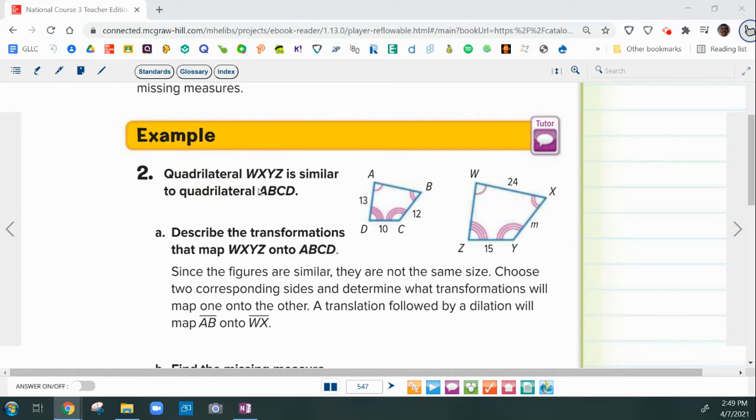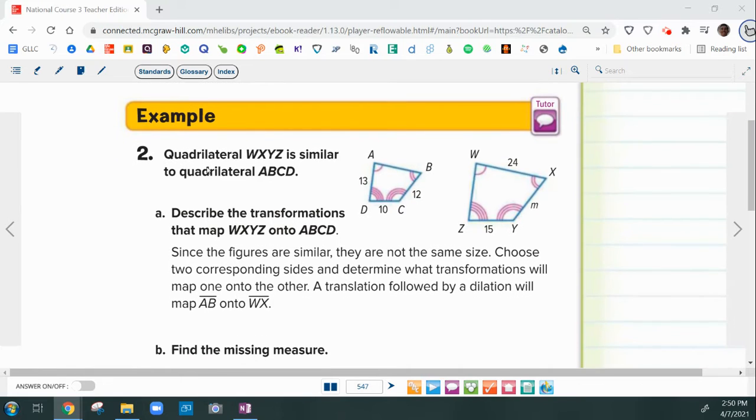To get a similar shape through transformations, you always need a dilation, right? Dilation changes the size of a shape. So to get similar shapes, which are the same shape, different sizes, to get that different size, you need a dilation. Anytime you have similar shapes, a dilation was used to get from one to the other.